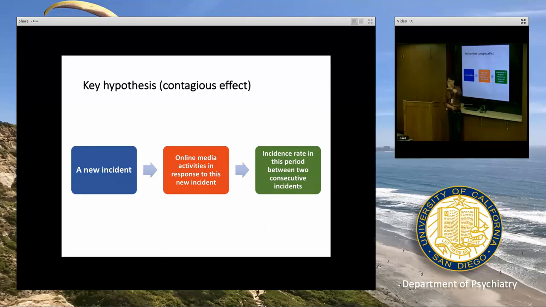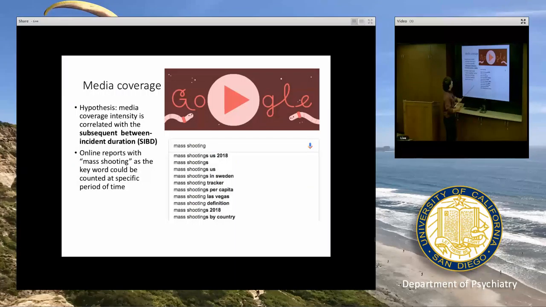And then we'll be able to measure whether these two measurements can predict the interval between the next two events. For the media coverage, we can use the Google search engine to see how frequently reports using the keyword have been published between any period of time. And we are focusing on whether that number can predict the subsequent interval between incidents. If the intervals get shorter and shorter, that indicates that media coverage plays a role in increasing the incidence rate of mass shootings.